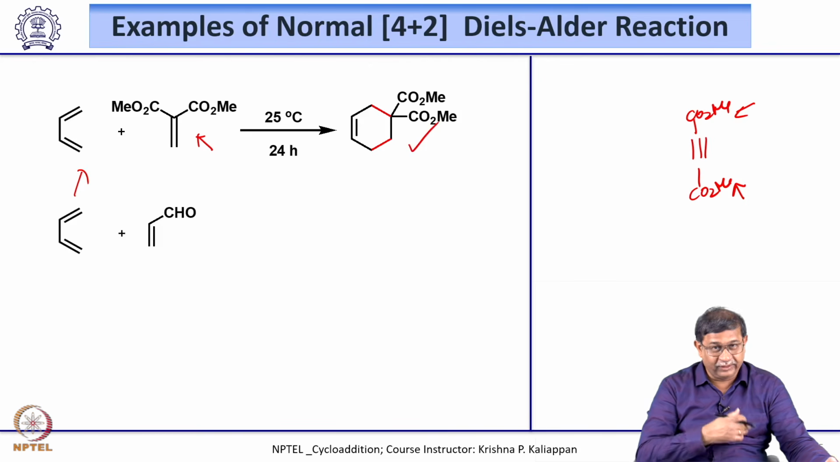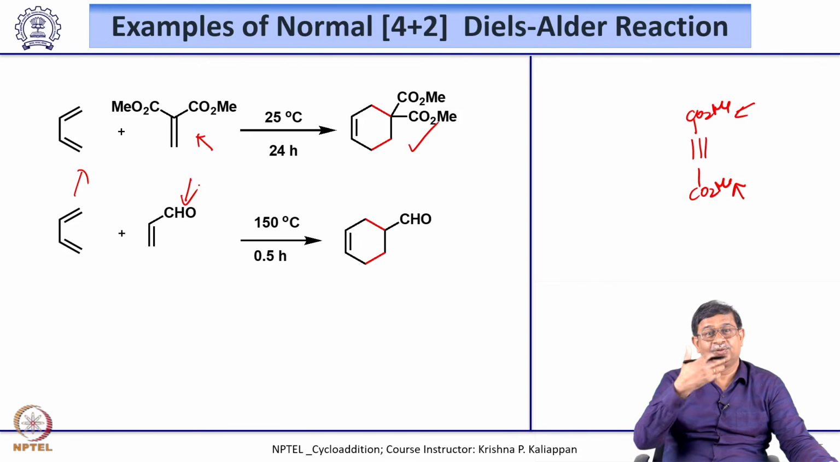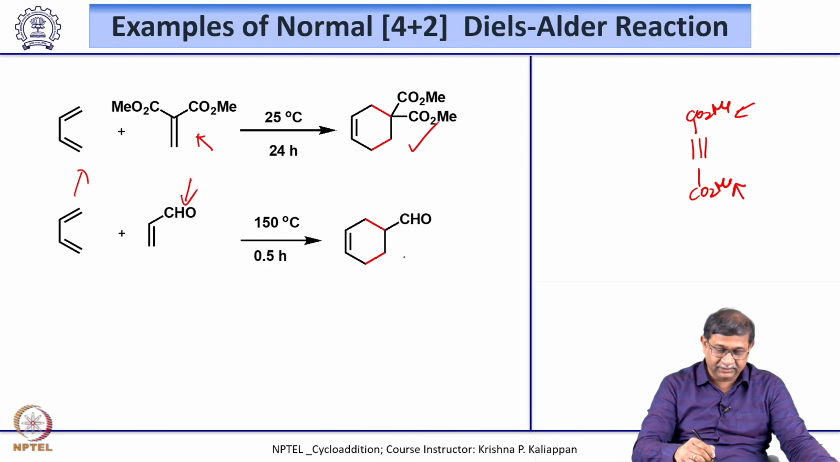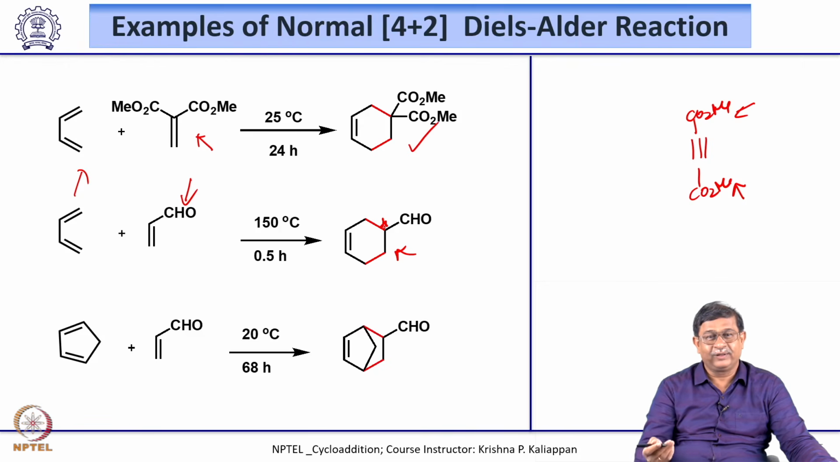Now, acrolein has only one electron withdrawing group, that is aldehyde. So, obviously you have to heat it. When you heat it, you get this substituted cyclohexene. But remember, in this example, you are creating a new chiral center. Let us discuss this later when we talk about the stereochemical outcome of Diels-Alder reaction. Likewise, you take cyclopentadiene and treat it with acrolein, and you get again more chiral centers.